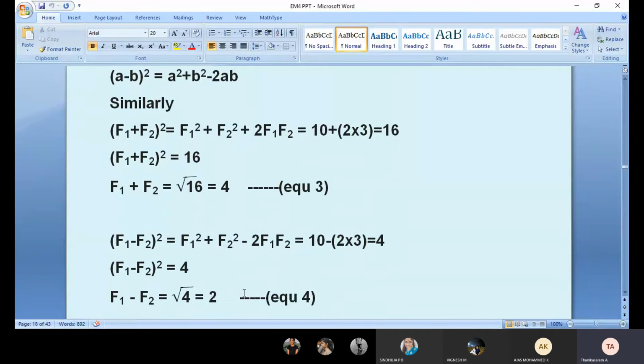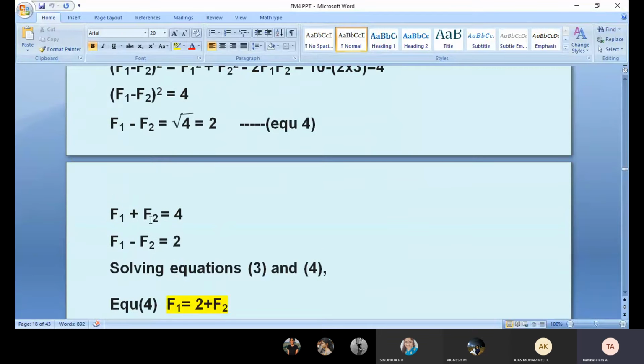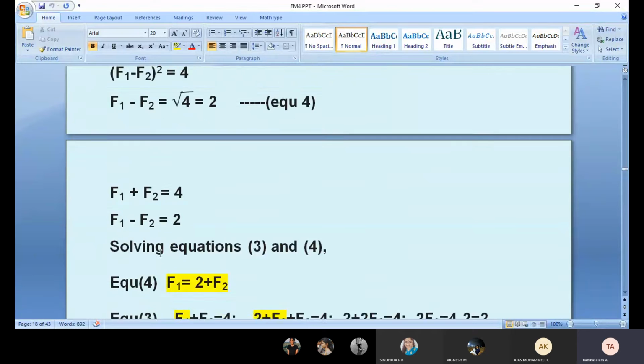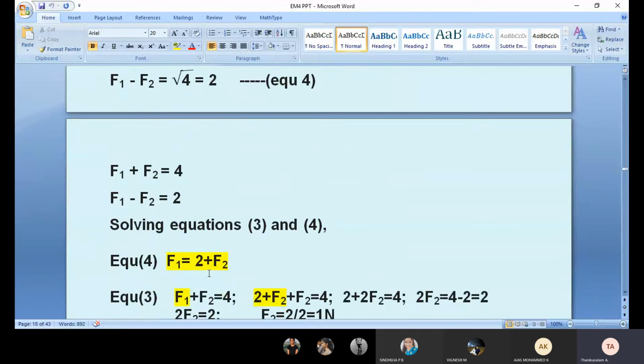Equation 3. Then F1 minus F2 whole squared. We applied the law and finally got F1 minus F2 equal to 2. So we have now two equations, equation 3 and equation 4. I take equation 4 as F1 equal to, minus F2 goes to that side, plus F2. You can solve any way. You know many methods to solve this; I follow this one, but you will get the same answer. Therefore, F1 equal to 2 plus F2.